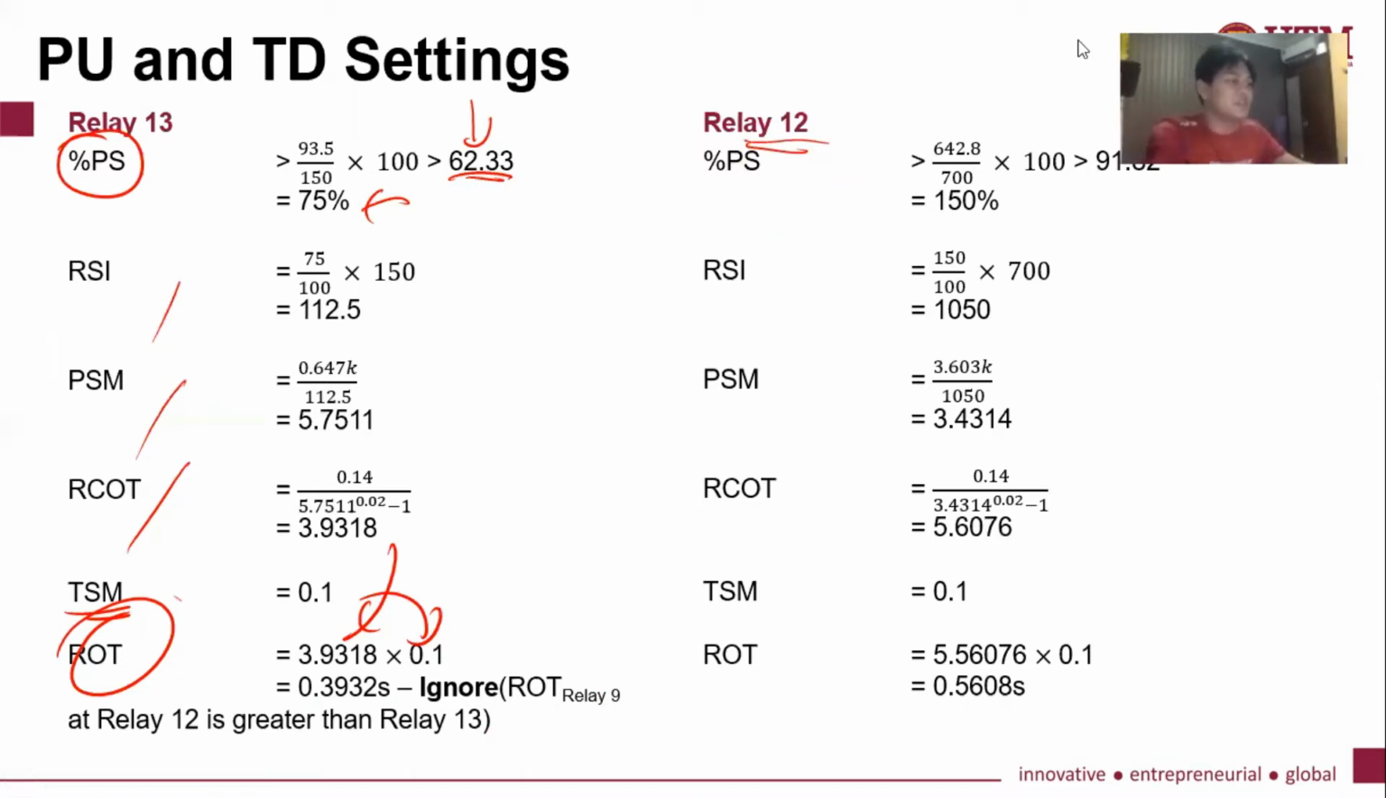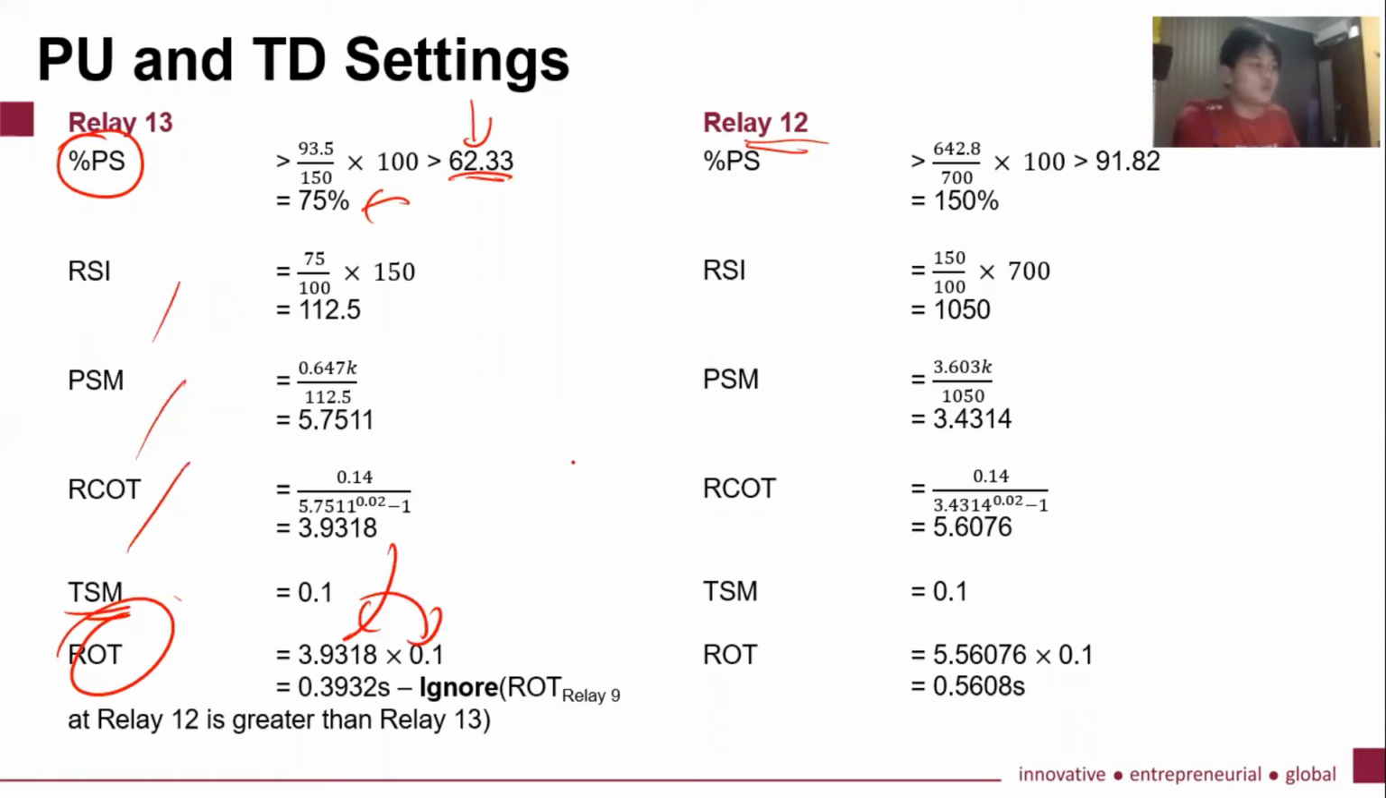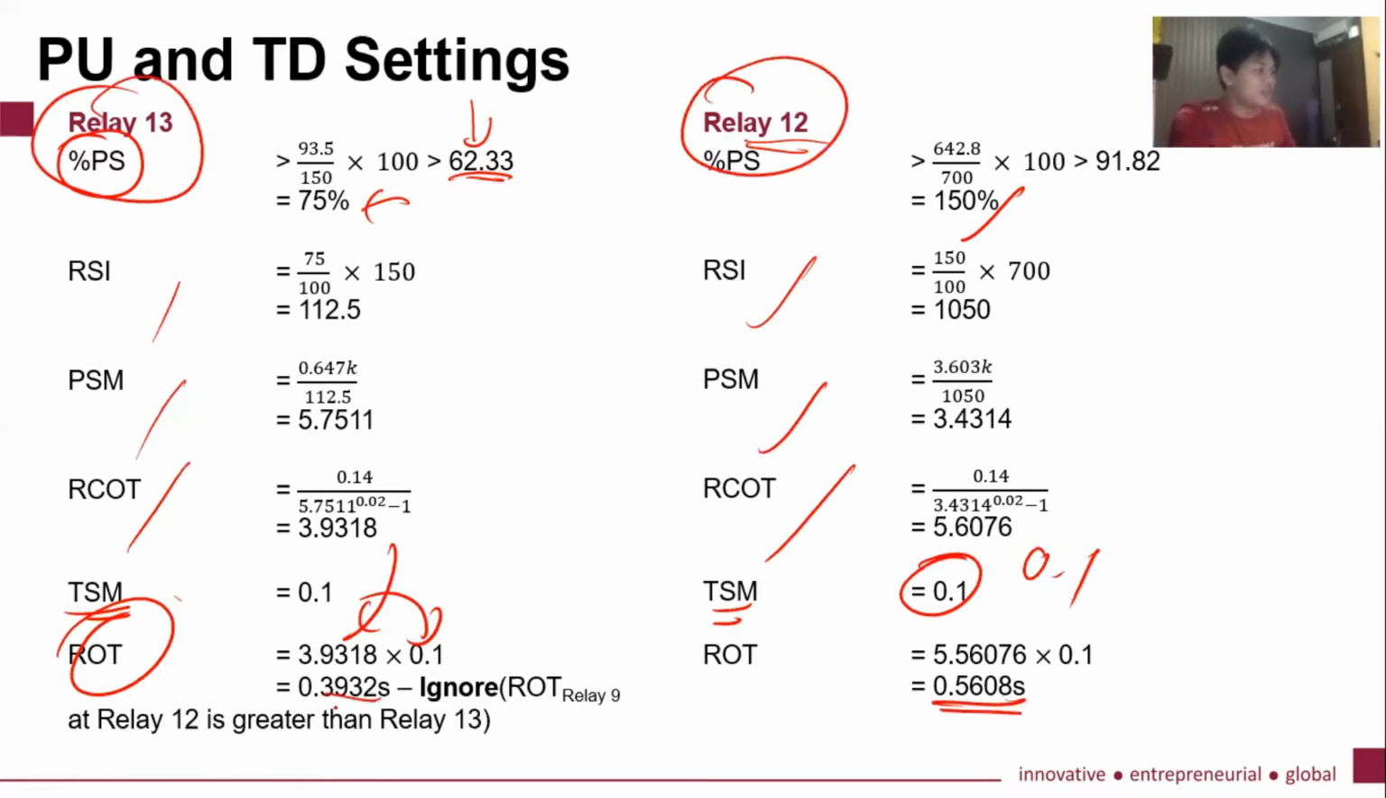As we can see here, the plug setting over here must be larger than 91.82. So we choose 150. We calculate RSI, PSM, RCOT, and then TSM we also assume at 0.1. And then ROT, as you can see, ROT of relay 12 is larger than ROT at relay 13.